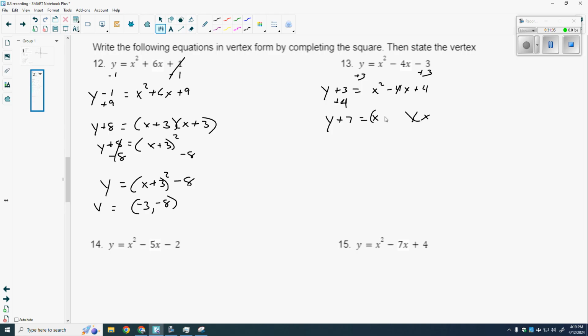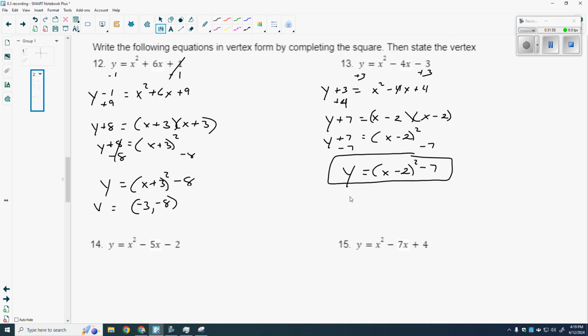This factors into x minus 2 times x minus 2, which I can write as x minus 2 squared. This didn't change. Move the 7 back across. Final answer, y equals x minus 2 squared minus 7. Vertex, positive 2, negative 7. Opposite for the x, same for the y.